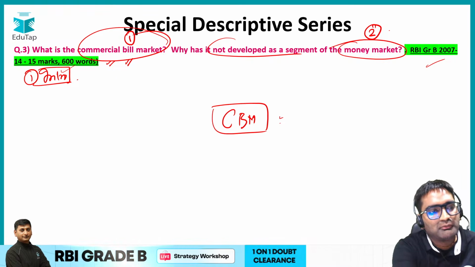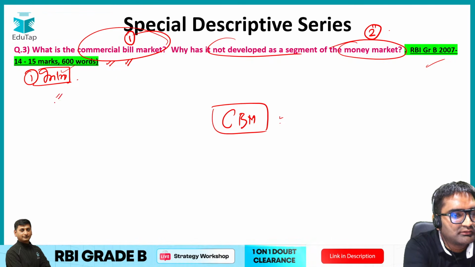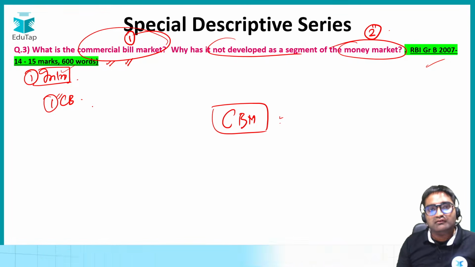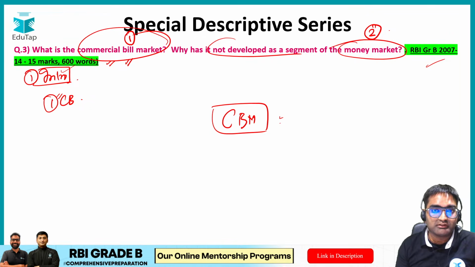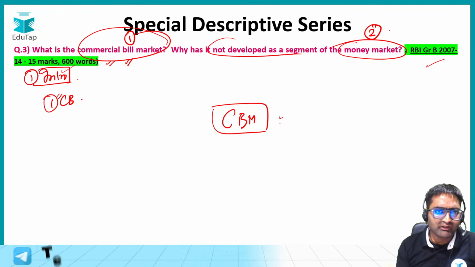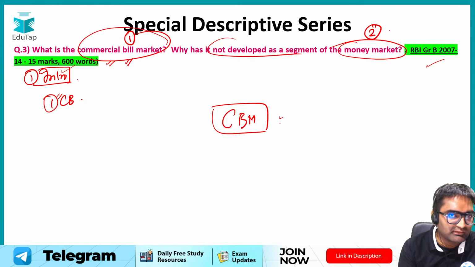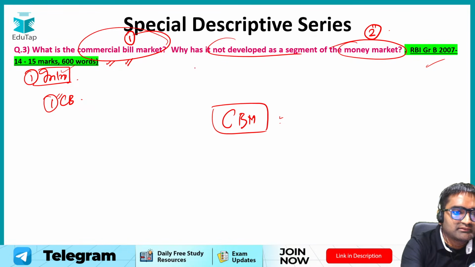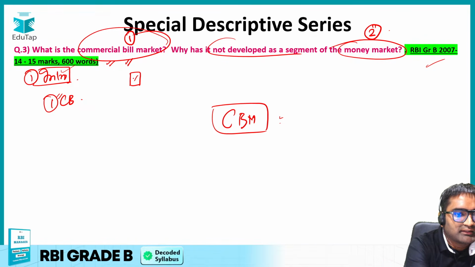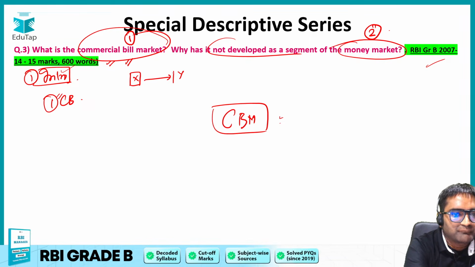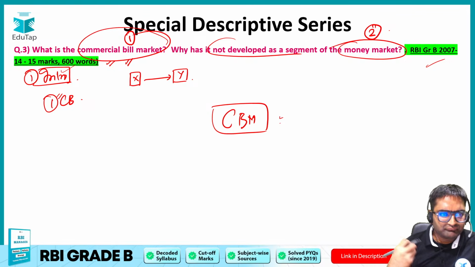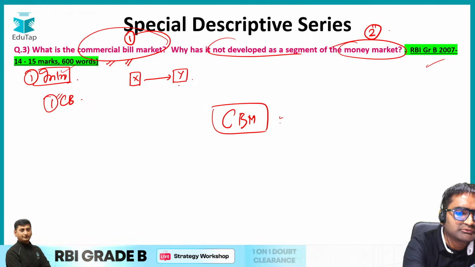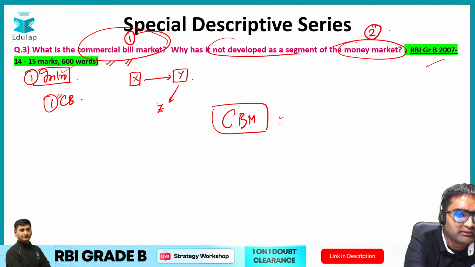Talking about the introduction, a commercial bill is a short term instrument. Let's say there is a person X who has to make a payment to Y. In this case, Y has to make a payment to some Z.